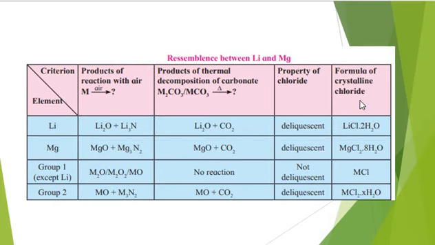The chlorides of lithium and magnesium both are deliquescent. Other alkali metal chlorides are not deliquescent. Group 2 element chlorides are deliquescent. Also, all alkaline earth metal chlorides are hydrated salts, and lithium chloride is also hydrated, whereas group 1 chlorides except lithium are not hydrated. So this is the resemblance between lithium and magnesium.